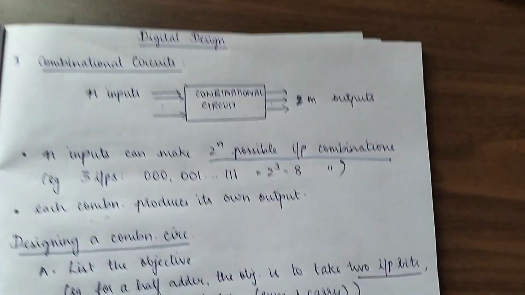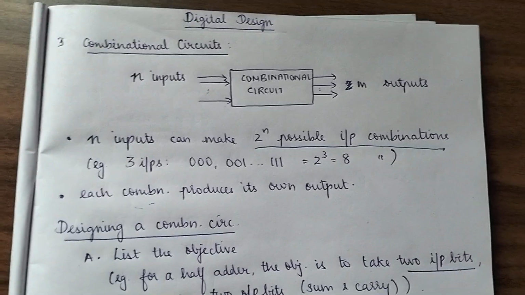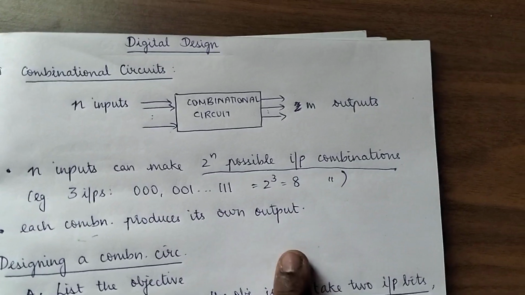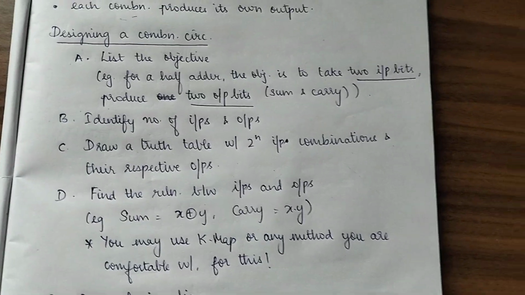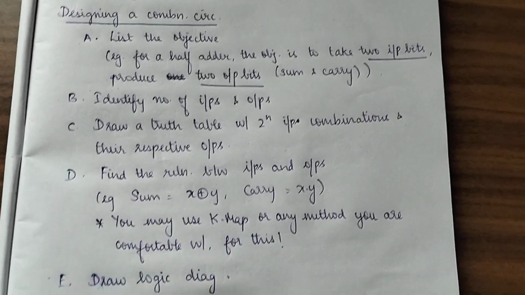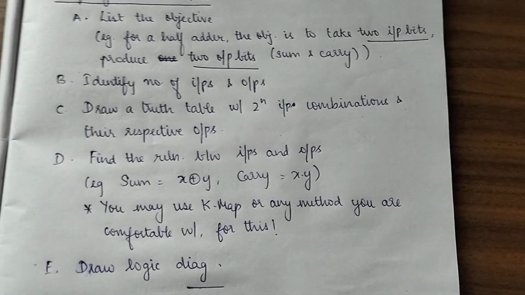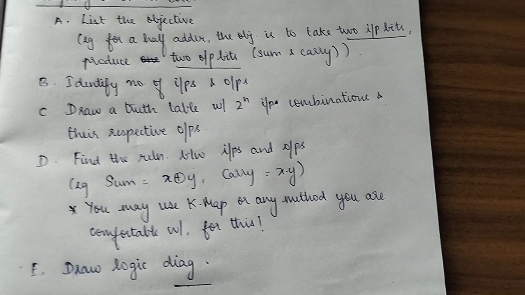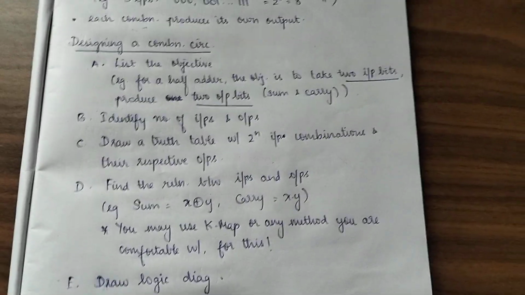So a quick overview. A combinational circuit is basically some connection of logic gates which takes n inputs and provides m outputs. The n inputs can make 2 power n possible combinations, and for each of these combinations there is a unique output. Now how do we design a circuit? We first list the objective, identify the number of inputs and outputs, then we list all the input combinations, the respective outputs, and we draw a truth table. Using this table, we find out the relationship between the inputs and the output, and we draw the logic diagram. So this is the basic idea behind the construction of a combinational circuit.